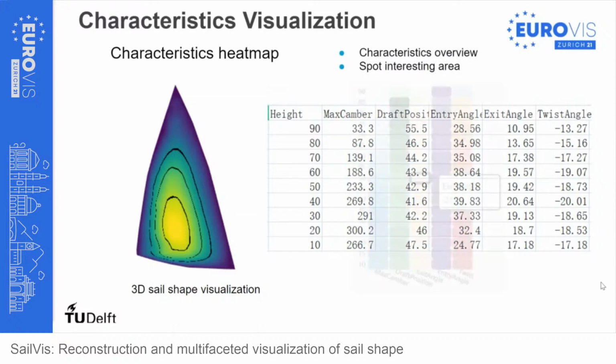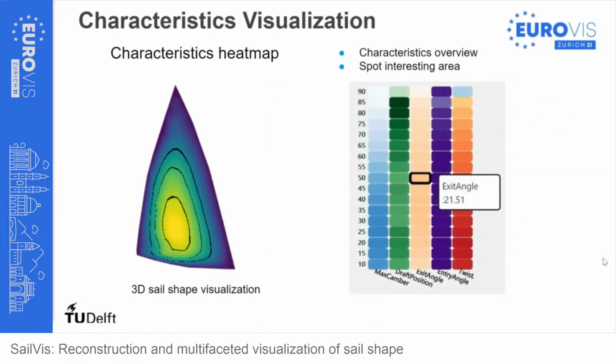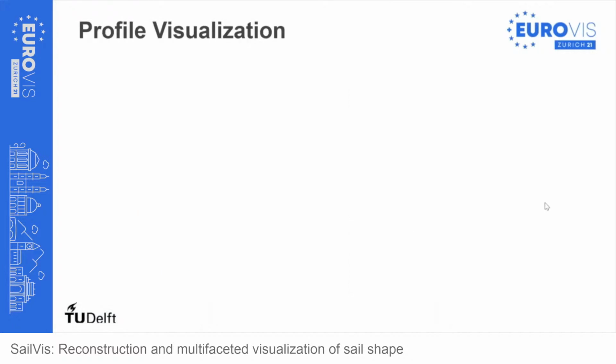In order for sailors to get an overview of this cell shape and find their interesting areas, we present the characteristic heat map, where each column represents a variable and each row represents the different height of the cell. Each position is color-coded according to the variable it represents and its quantitative value at the height. By inspecting the 3D cell shape and characteristic heat map, sailors can get a general overview, but they cannot link the shape and the characteristic together.